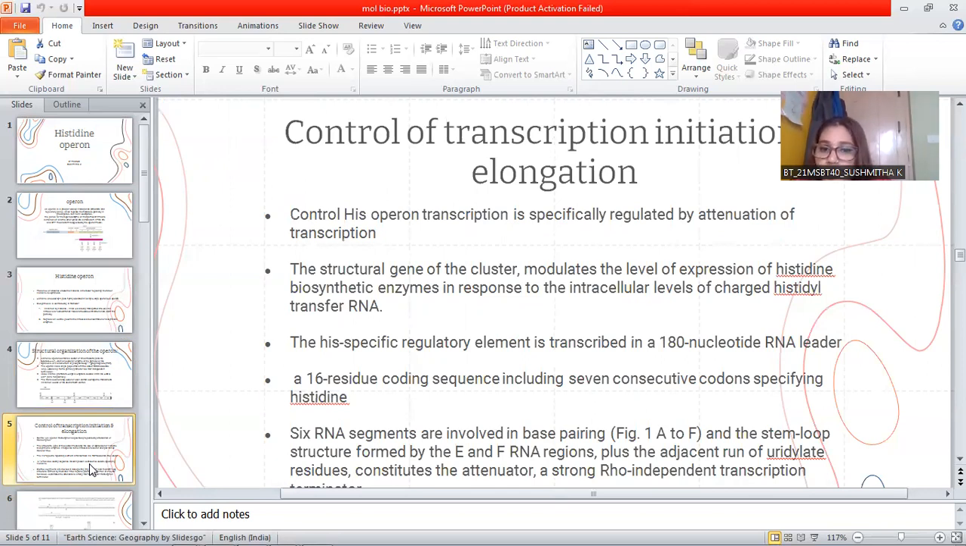There is a 16 residue coding sequence which codes for continuous 7 histidine molecules, which is like a marker for the transcription to initiate. Only after there are 7 molecules of histidine present in the 16 residue coding sequence will the initiation start, and then the termination is rho dependent. I will explain that in the next slide.